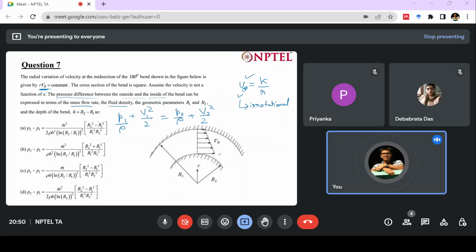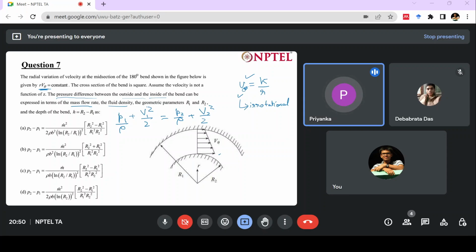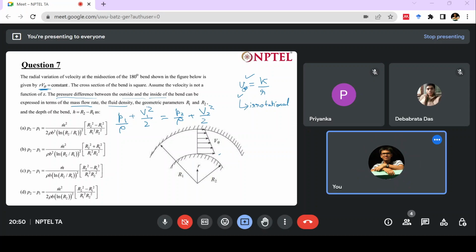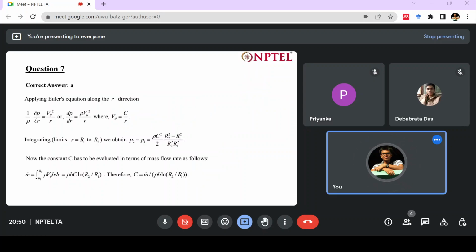So what do you have to relate this to? You have to relate V1 and V2 in terms of the mass flow rate. Did you understand what you have to do next? Do we have to integrate it by taking the area? Yes, absolutely. I'm going to the next step.